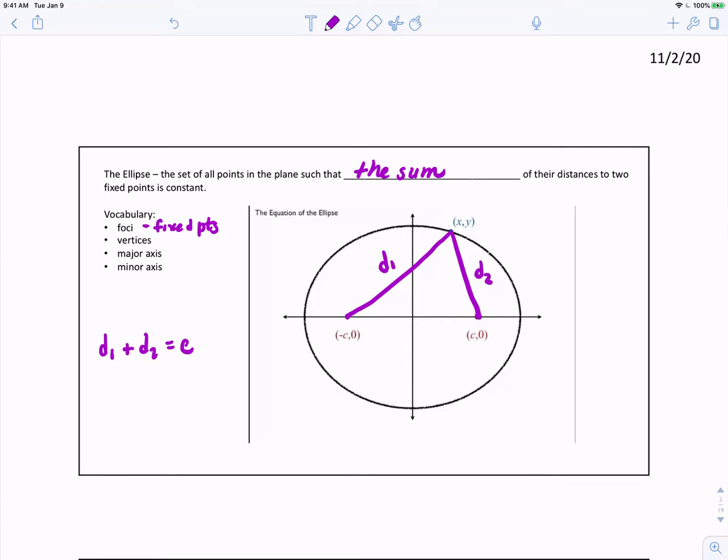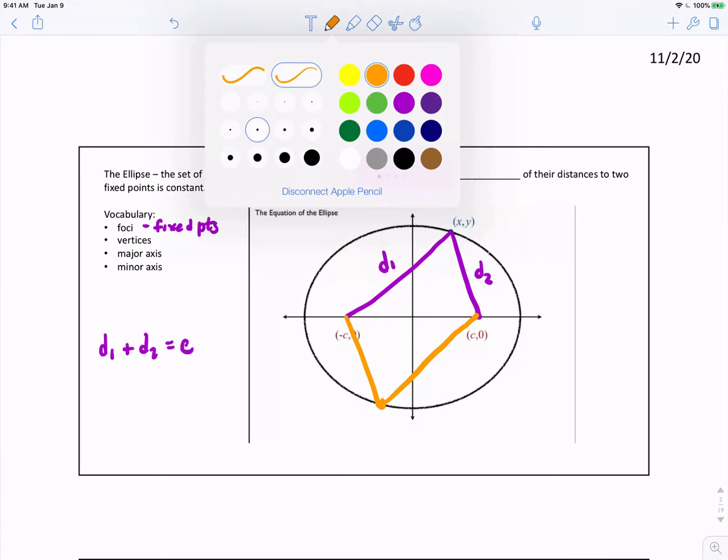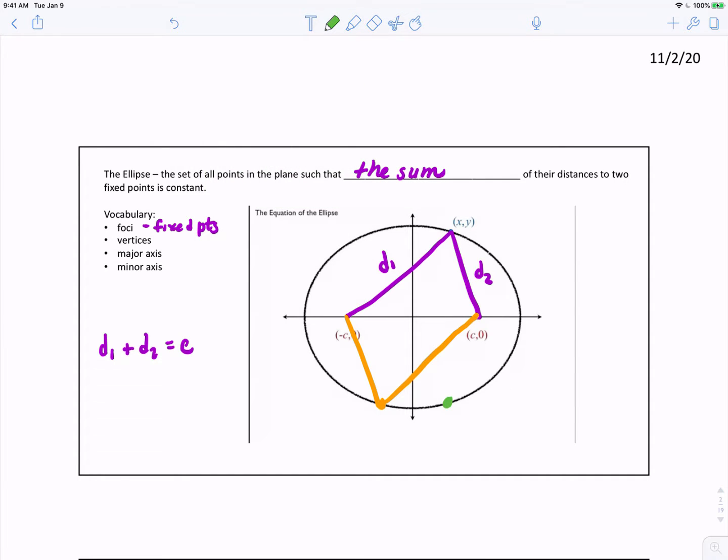So if I added those two distances together, or I took another point on the ellipse and added this distance and this distance together, or another point and added this distance and this distance together, when I added those together, we would always get the same number.